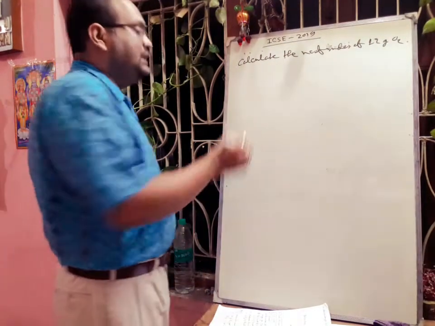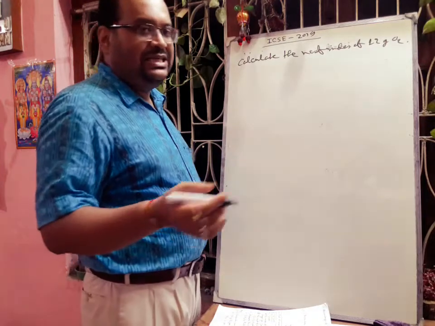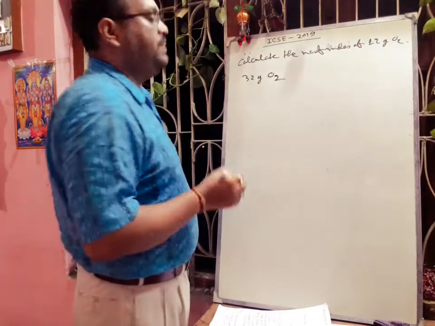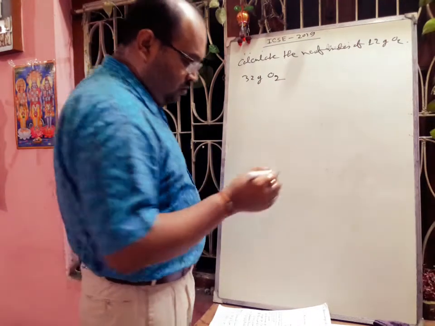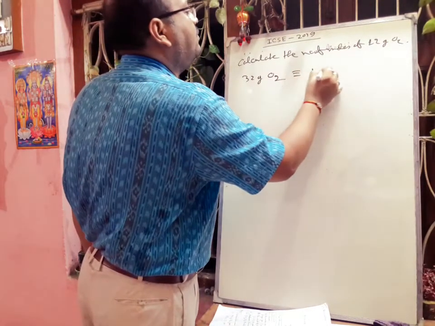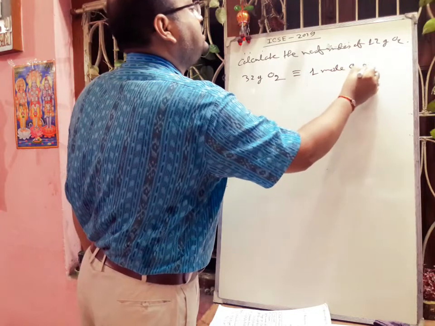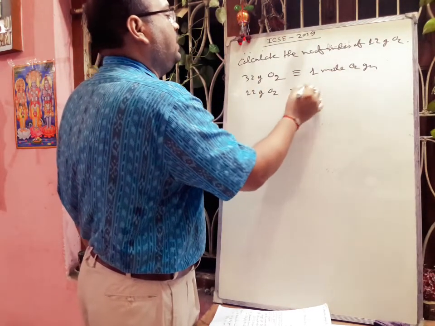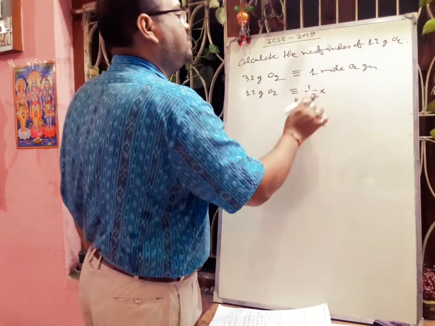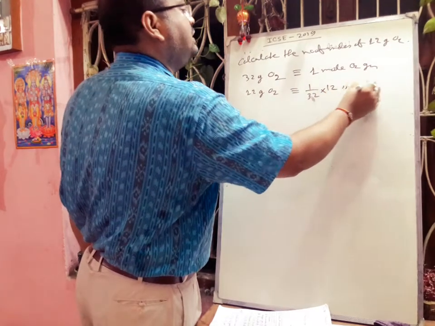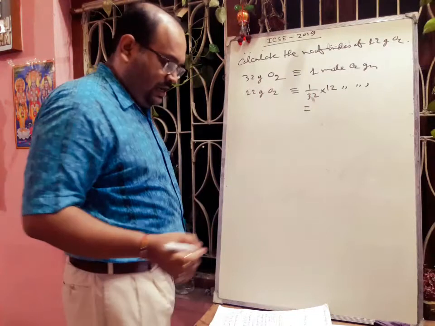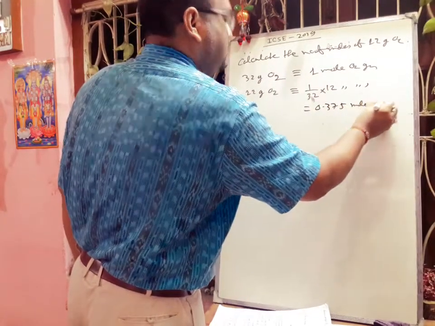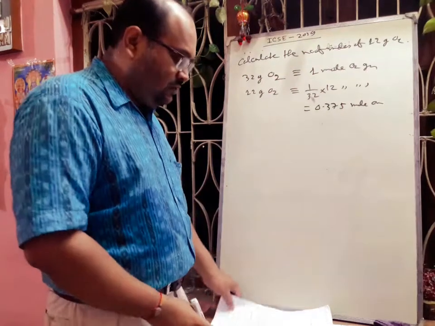So we know that the molecular mass of oxygen is 32. So 32 gram oxygen is equivalent to 1 mole oxygen gas. So 12 gram oxygen is equivalent to 1 by 32 into 12 mole oxygen gas. If we calculate it, we will get the value 0.375 mole oxygen gas. So in this way you can easily calculate.